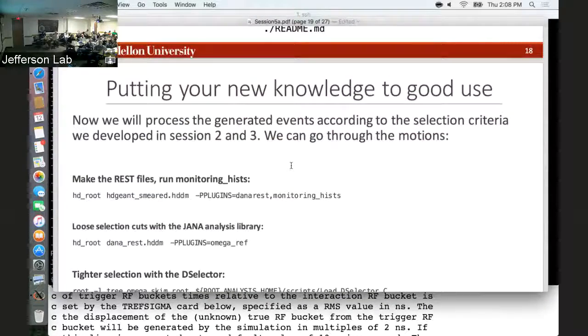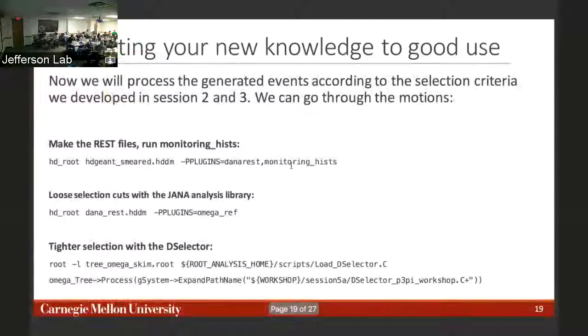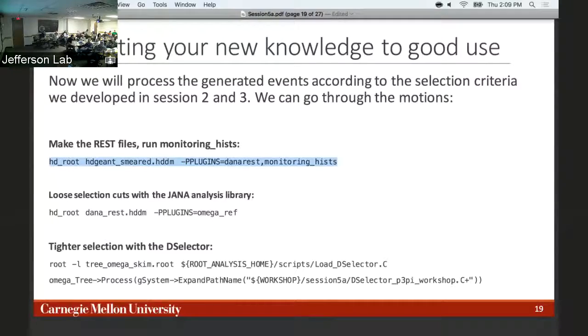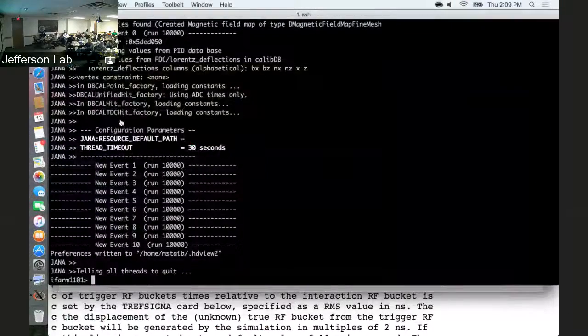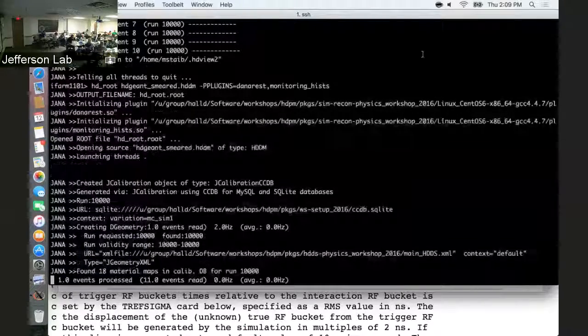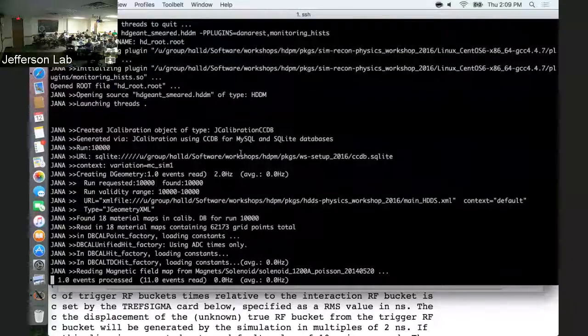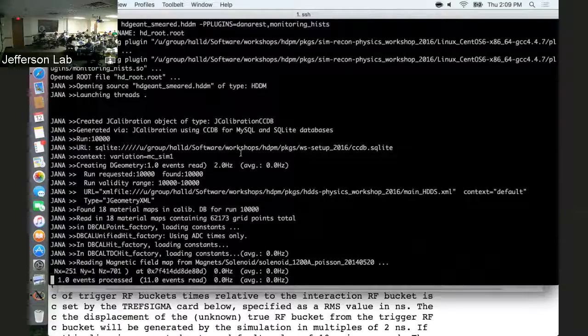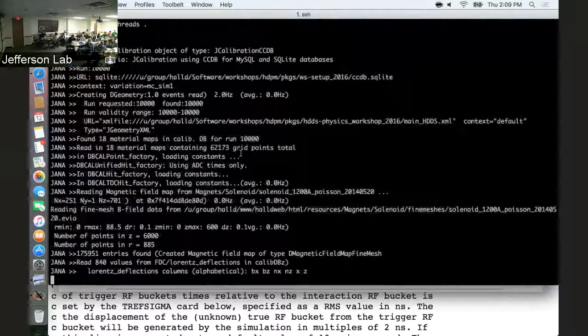So now, like I said, we have finally something that looks like the data that would come off of the detector. Well, hopefully looks like. In reality, as Sean told us, it doesn't really look like it yet, but for now, it's as good as we're going to get. So now we can do all this other stuff that we've already developed. We first want to make the REST files and run this monitoring HISTS plugin. REST is going to be just a format that has our reconstructed objects, and monitoring HIST is going to make all of these interesting monitoring histograms.